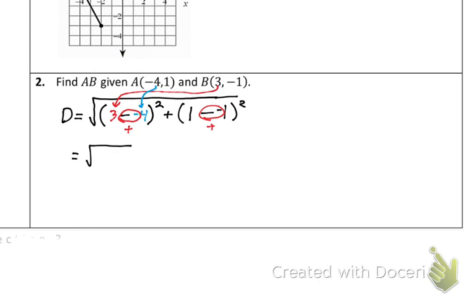And that should equal 3 plus 4 is 7. So we'll have 7 squared plus 2 squared.